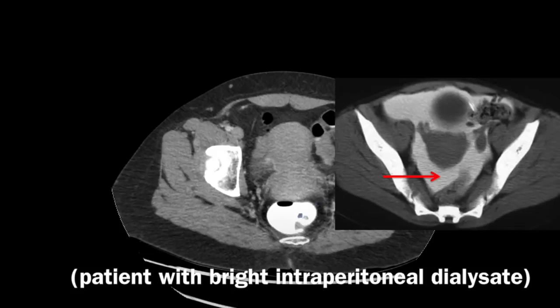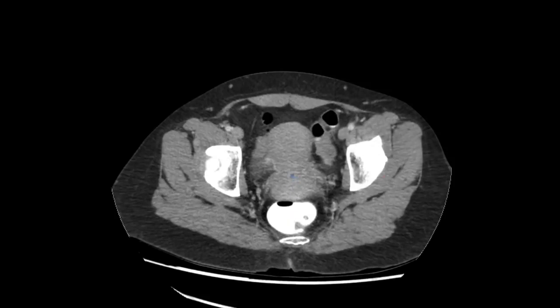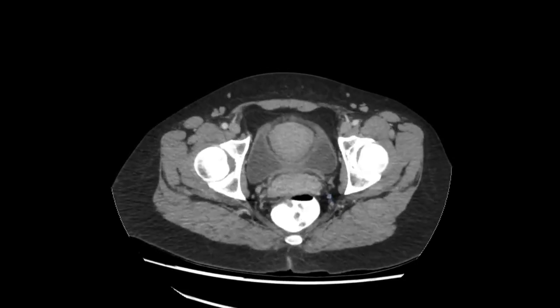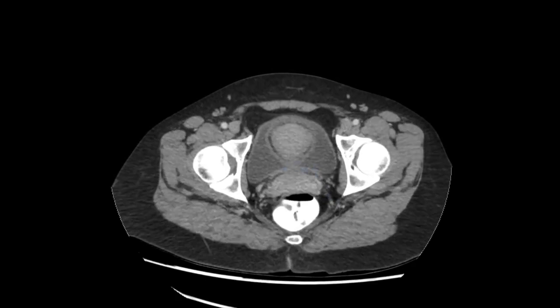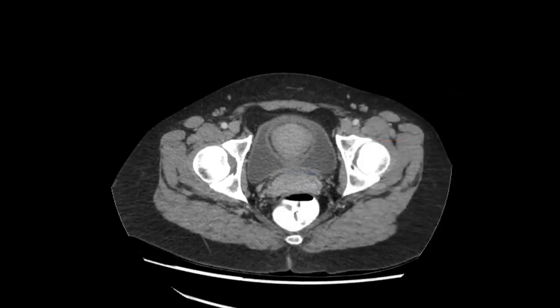If you're trying to remember what to call this space, is it uterorectal or rectouterine? It's always posterior to anterior in the pelvis here. So it's recto-uterine space or pouch of Douglas here. And then anterior to the uterus and behind the bladder, you have this space here, which is called the uterovesical space. Again, posterior to anterior. It's another space where you can get free fluid or peritoneal metastases as well.